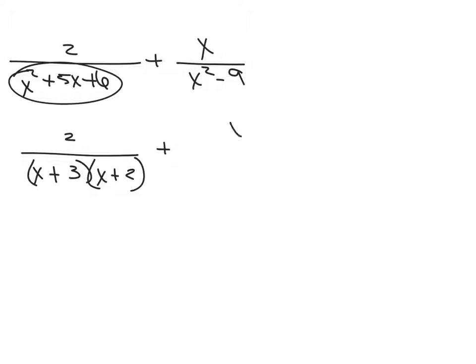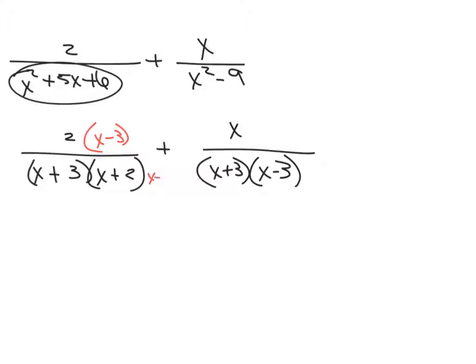Okay, and the top cannot be simplified. Difference of 2 squares. Okay, so let's see what I'm missing. I've got an x plus 3 and an x plus 3. I've got an x minus 3 here, but I don't have one over there. Okay. And I have an x plus 3 and an x minus 3. Oh, I don't have an x plus 2.